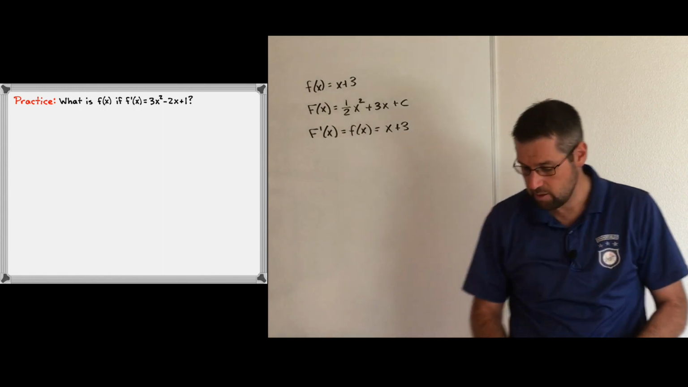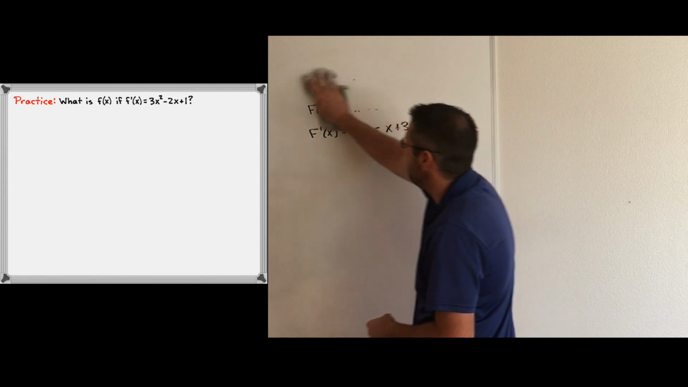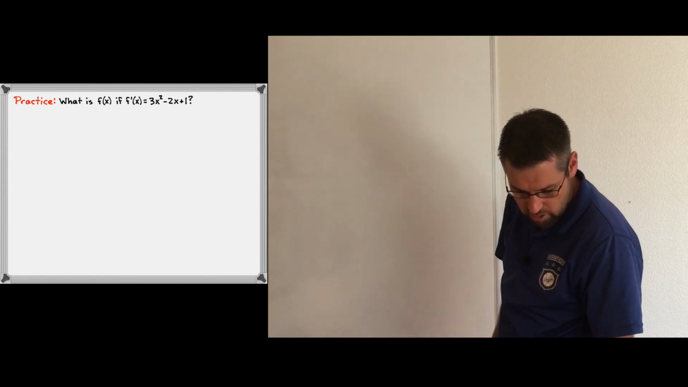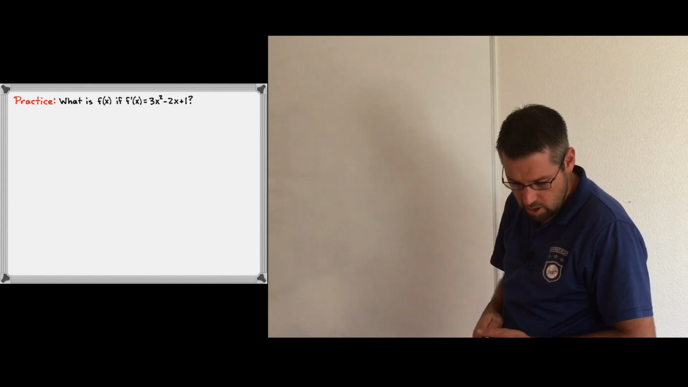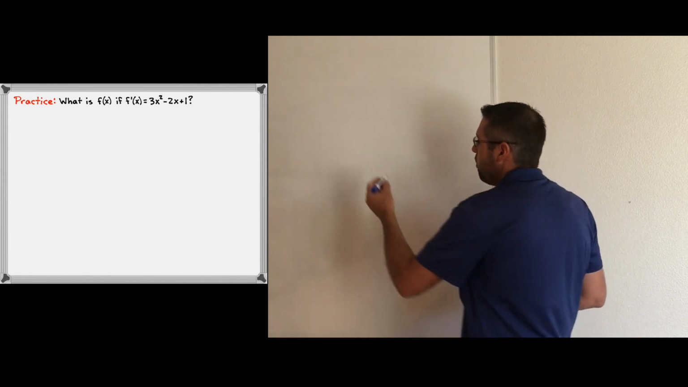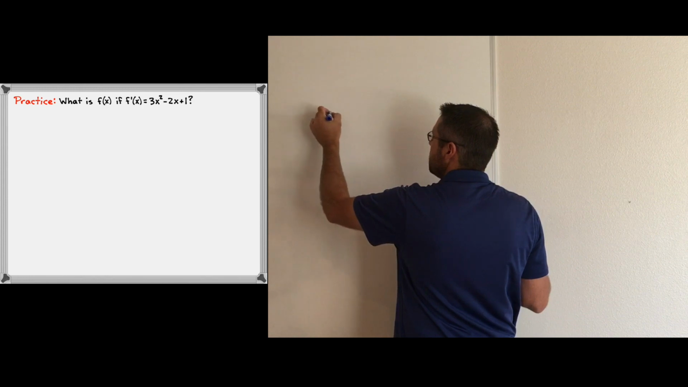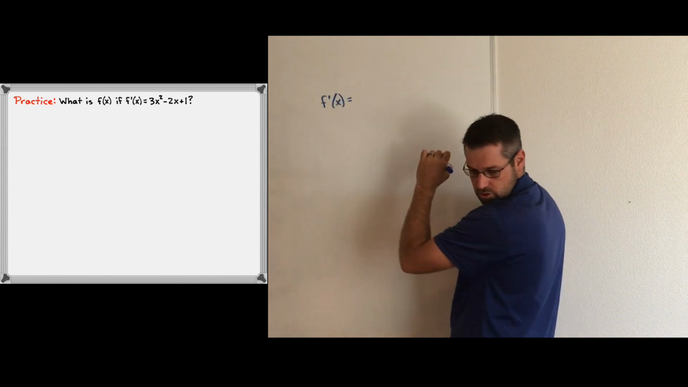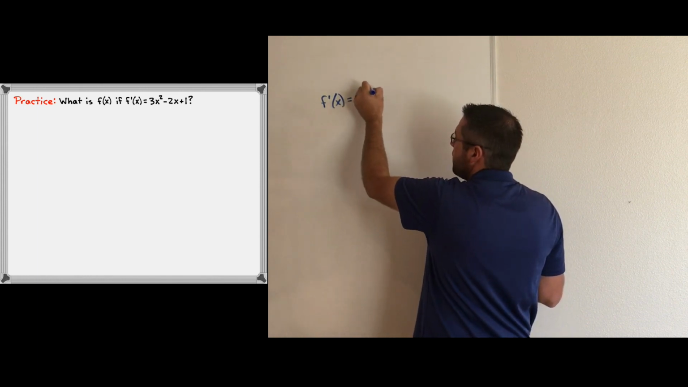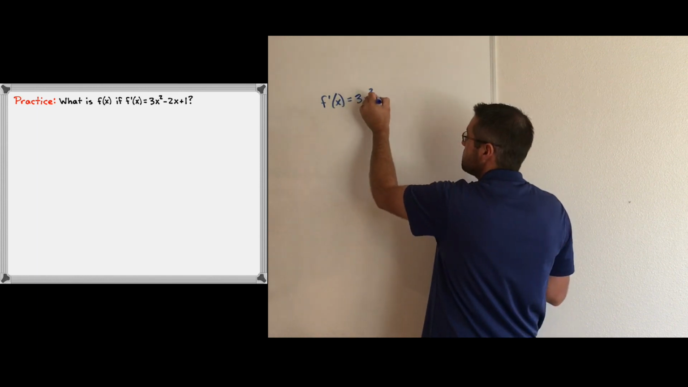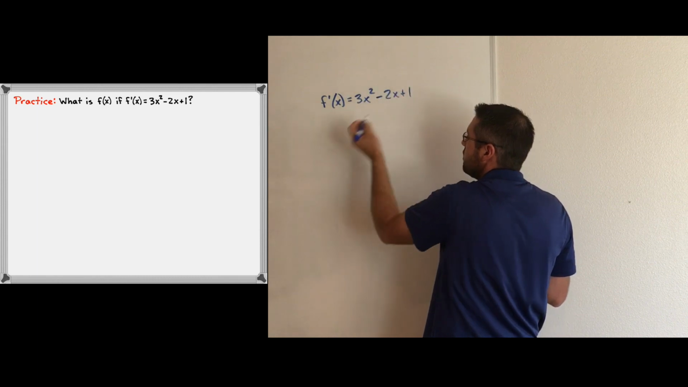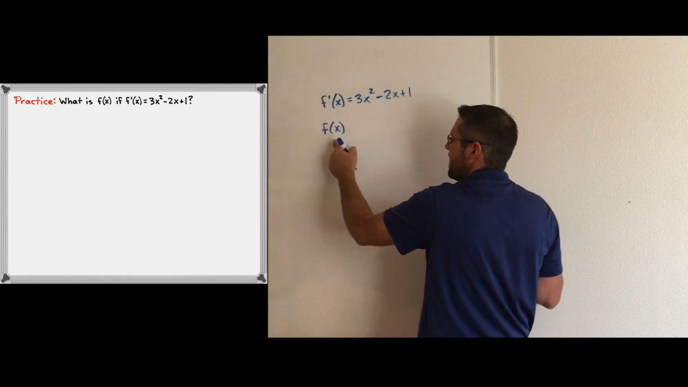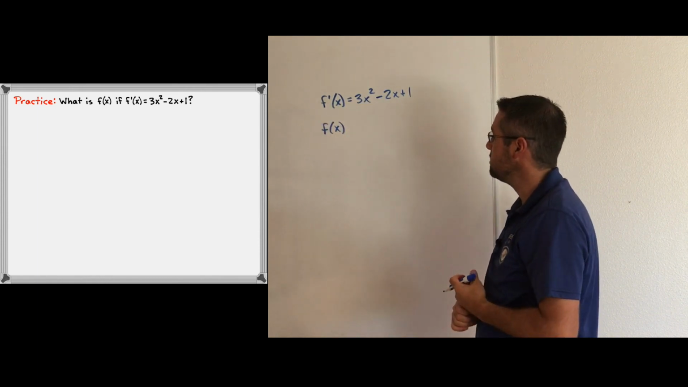If I said that f prime of x is 3x squared minus 2x plus 1, what is f? Well, we'll go through and explore this a little bit more in depth here. We know that f prime of x is equal to 3x squared minus 2x plus 1, and we are looking for f of x. So how do we go from f prime to f? We have to go backwards. We have to take the antiderivative.